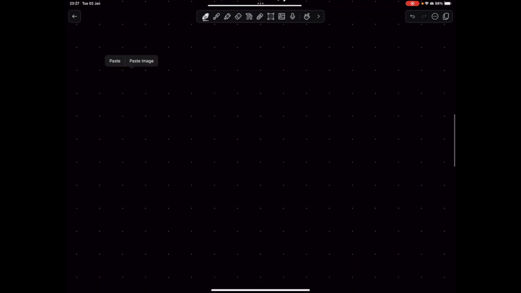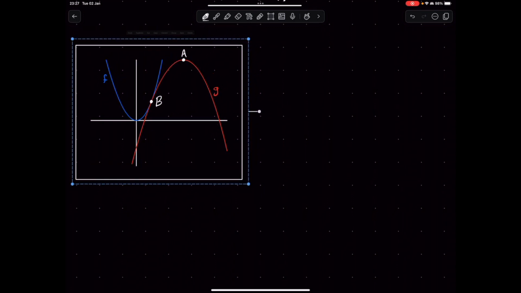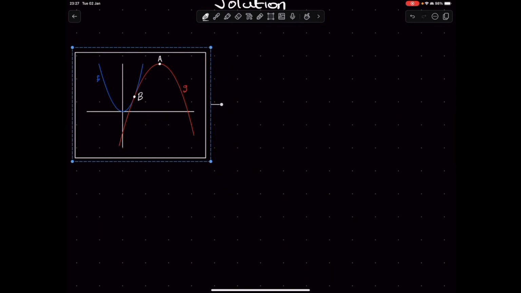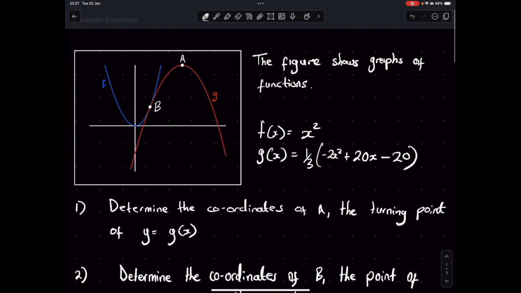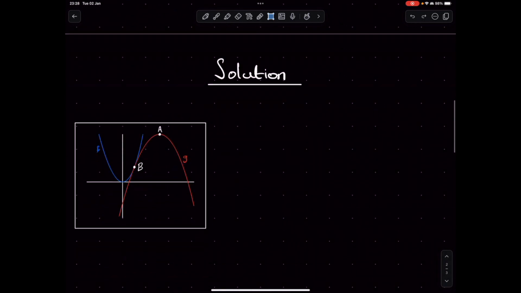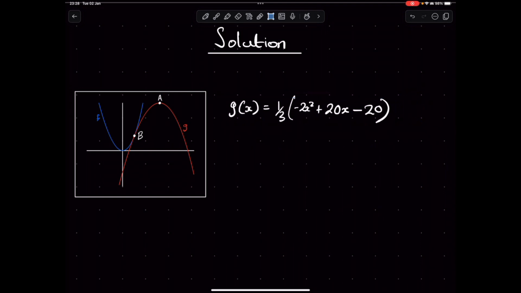First, I'm going to paste the function right there. I'll make it a bit smaller. And what I'll also do is copy this, because I will need this. I'm going to bring it down here as well. All right, so we've got this right here.